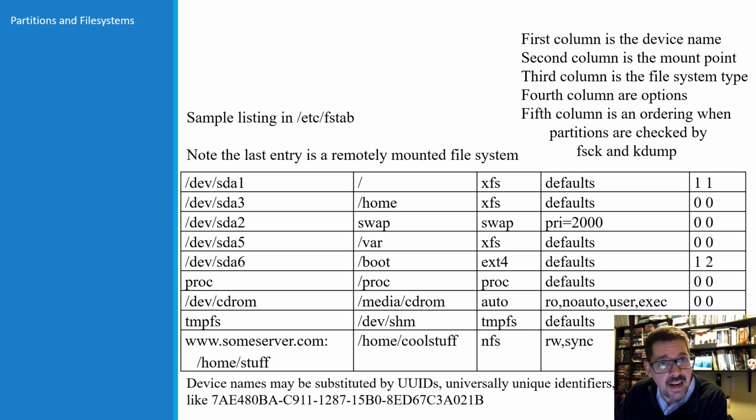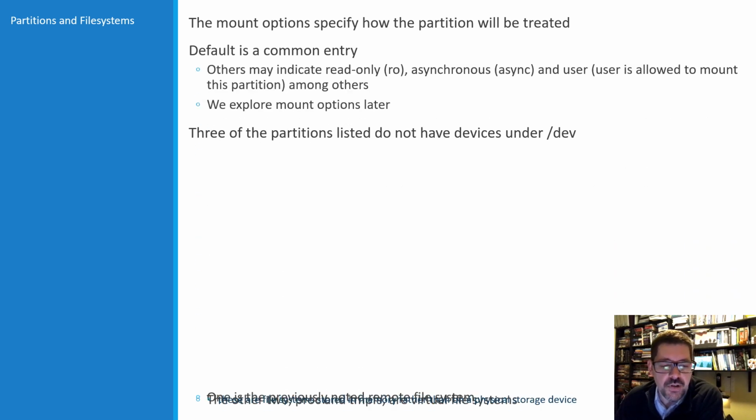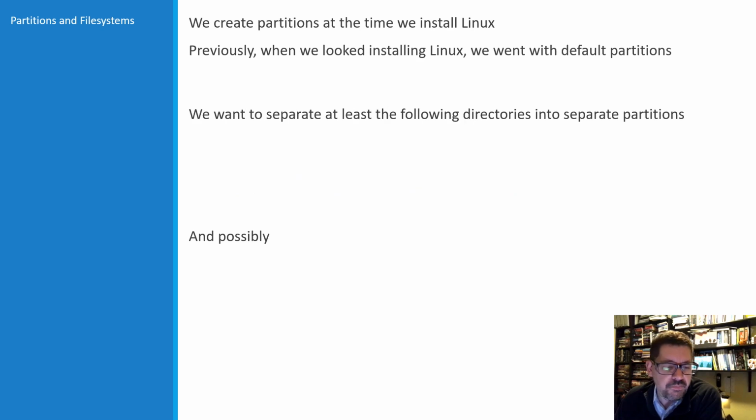We'll learn more about NFS later in the course. We'll come back to that. But that's read-write and synchronous, so a little bit different. But that's basically what a typical fstab might look like. So the mount options specify how the partition is going to be treated, and the default is a common entry. So 3 of the partitions that you saw there are a little bit different, like proc, tmpfs, and so forth. So I already talked about all this in the previous slide.